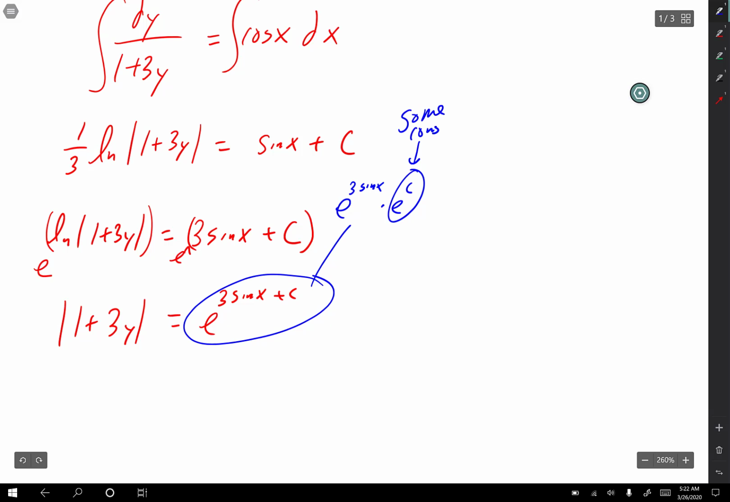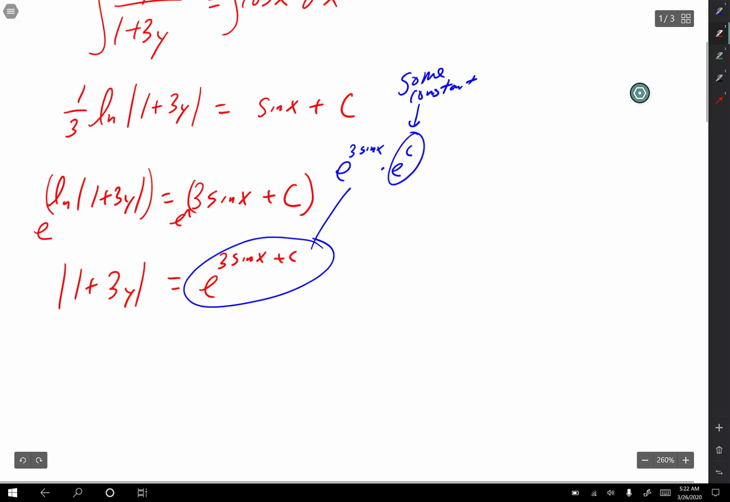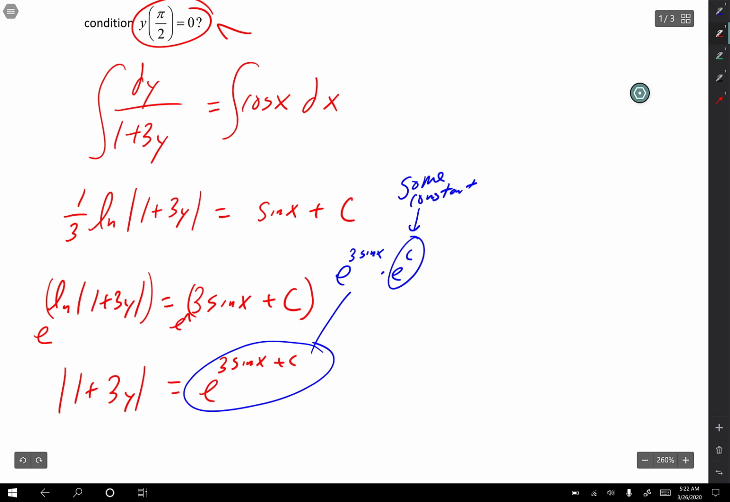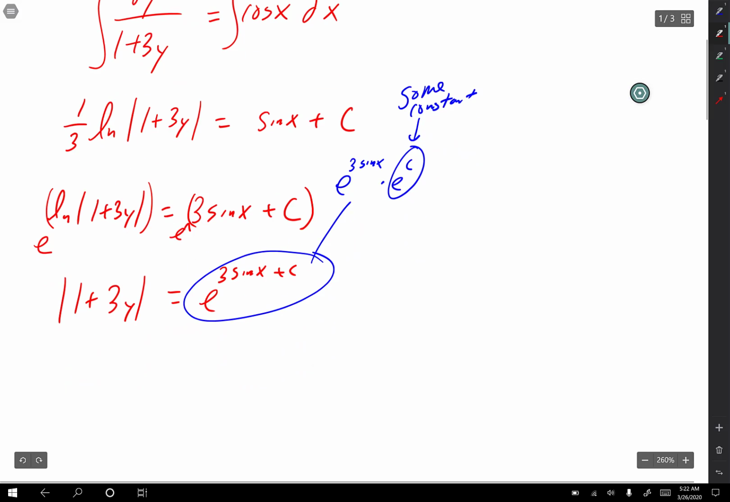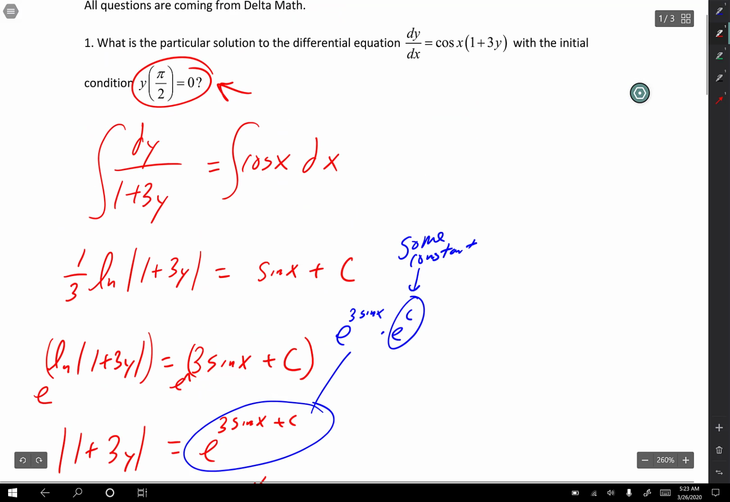Some constant. All right, so when I write the c in the front, I'm going to get rid of those absolute values, because I'm going to let my initial condition determine whether the c is positive or negative. So 1 plus 3y is equal to c e to the 3 sine x. So I'm good right here. I could move the 1 to the right, guys, but now this feels like a good time. I should not put a dot because that looks like multiplying. This feels like a good time to use your initial condition.